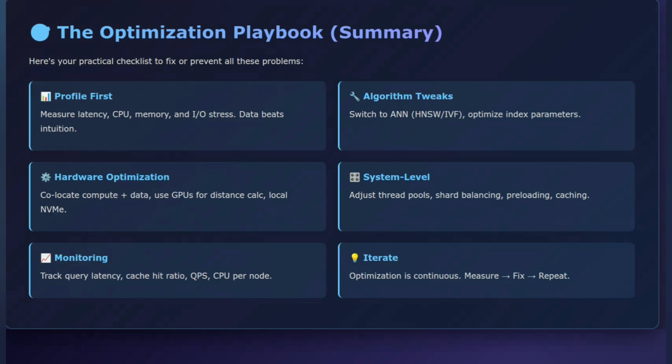Step 6, iterate. Optimization is never done. Make a change, measure the impact, iterate. Some teams do this monthly. Good companies do it weekly. Excellent companies do it daily.